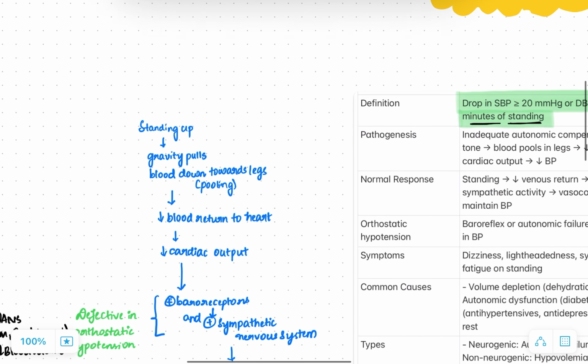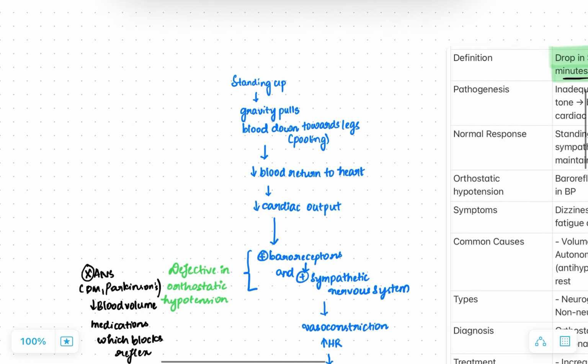So what happens when a person stands up? Soon after the patient stands up, gravity pulls the blood down towards the legs. So there will be pooling of the blood in the legs, and a decrease in the venous return to the heart. A decrease in the blood return to the heart will decrease the cardiac output.